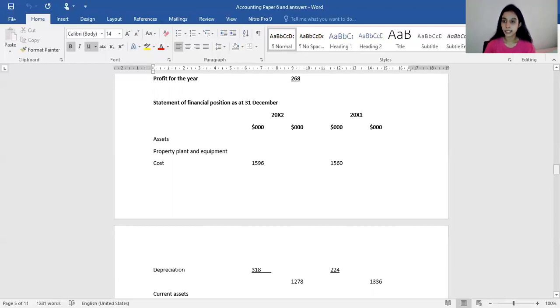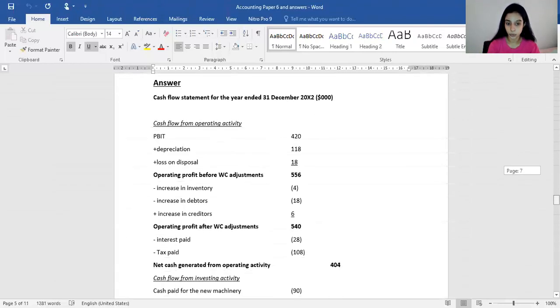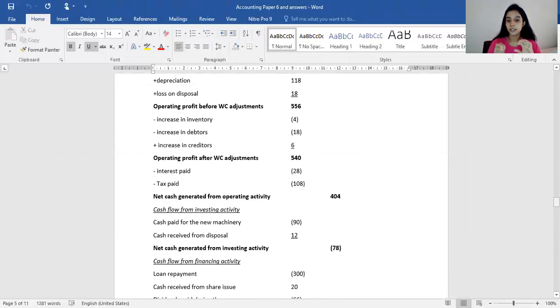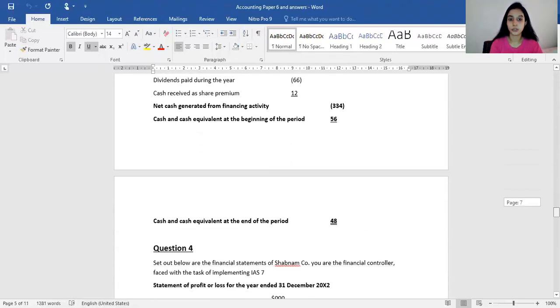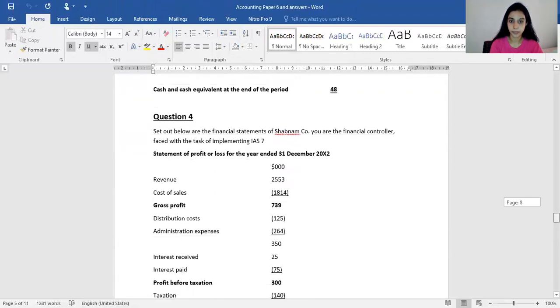Then you'll be getting that disposed asset's accumulated depreciation. Put that to the disposal account. By balancing off, you can get the cash received from the disposal. You put it under investing activity. So I've mentioned here cash received from disposal is 12. So that's the part I missed, and that's all for question number 3.